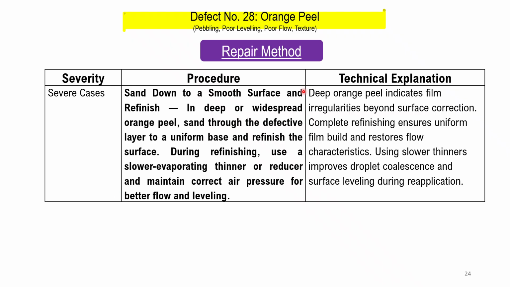That is, the technical explanation is as follows. Deep orange peel indicates film irregularities beyond surface correction. Complete refinishing ensures uniform film build and restores flow characteristics. Using slower thinners improves droplet coalescence and surface leveling during reapplication.